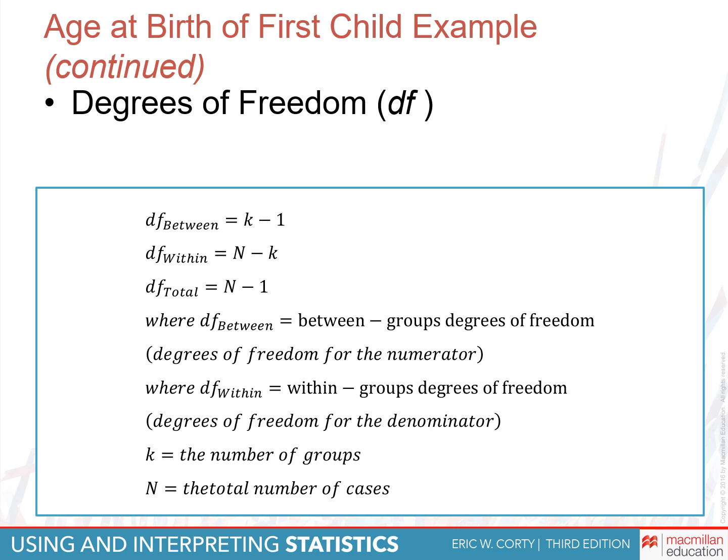So just to review the terminology again, we have our between subjects degrees of freedom are going to be equal to k minus 1, where k corresponds to the number of groups we have. Our within subjects degrees of freedom is going to be n minus k, where n is the total number of participants and k is the total number of groups we have. And then the degrees of freedom total is going to be n minus 1, where n is the total number of cases we have minus 1.